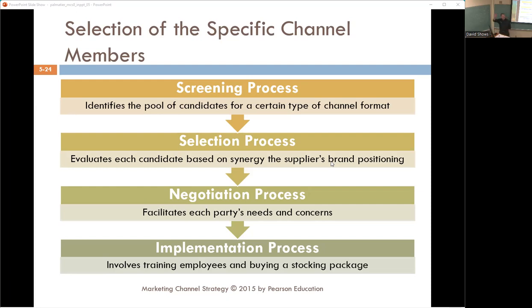First, you put up what's called a set. And so you look at the possible candidates who could deliver that. The next thing is you need to evaluate them on their synergy, how well they work with your particular organization. In the negotiation process, you have to discuss each party's needs and their concerns and decide whether or not it meets or matches those needs, or if you need to make changes.